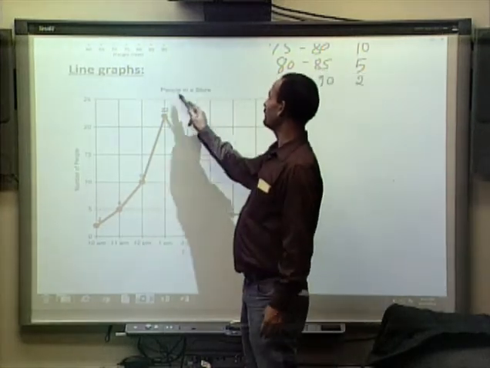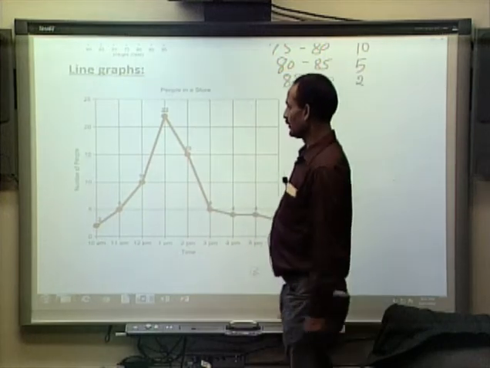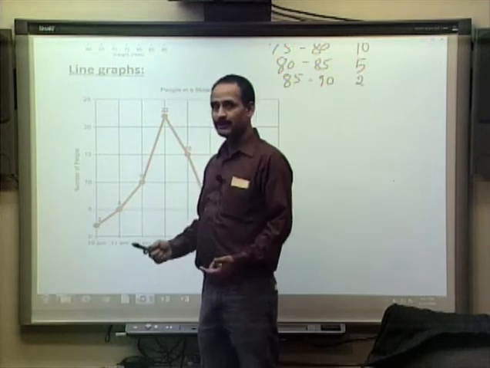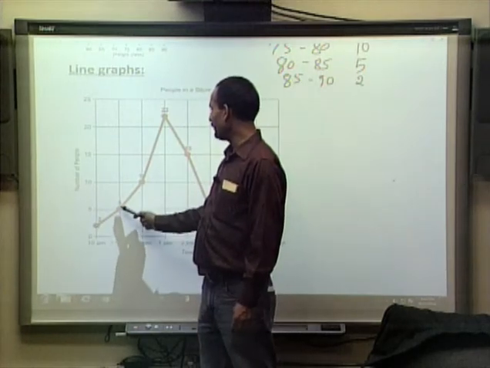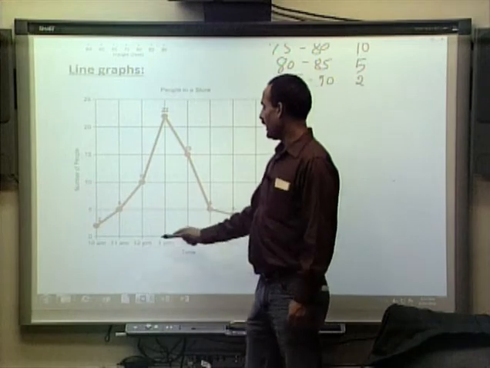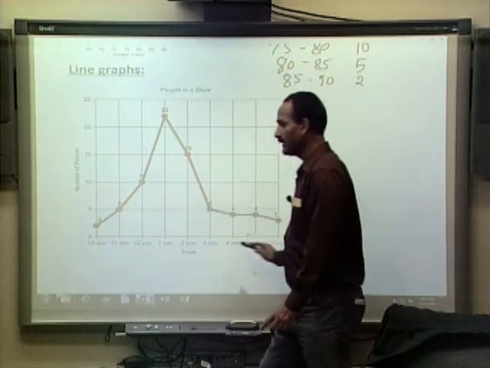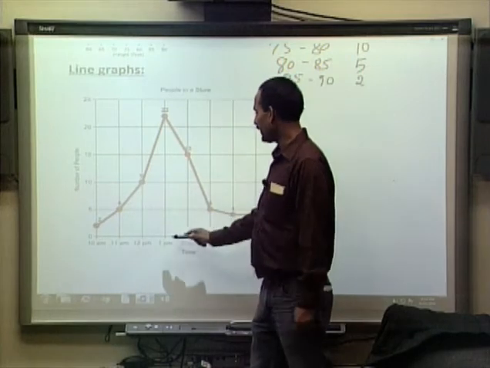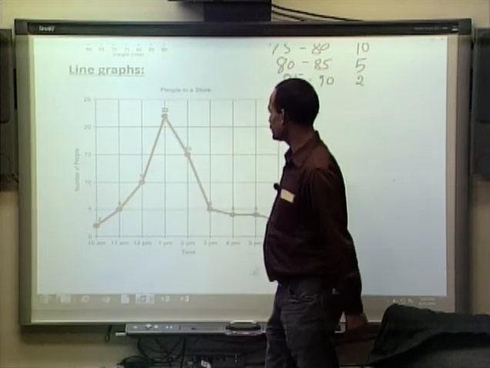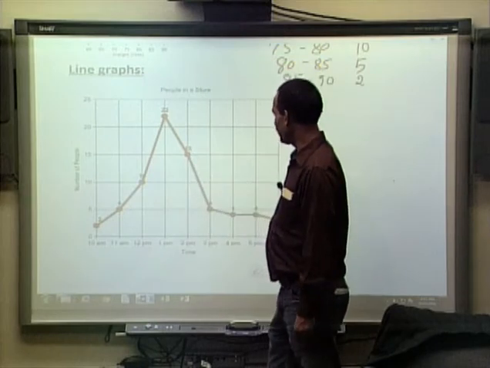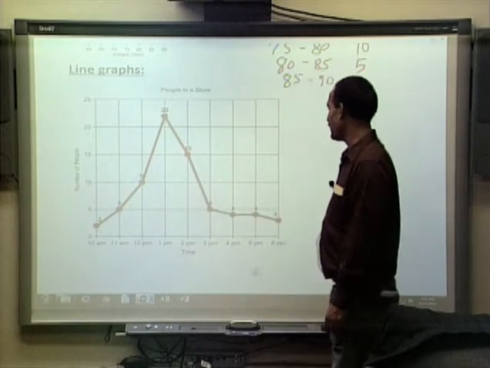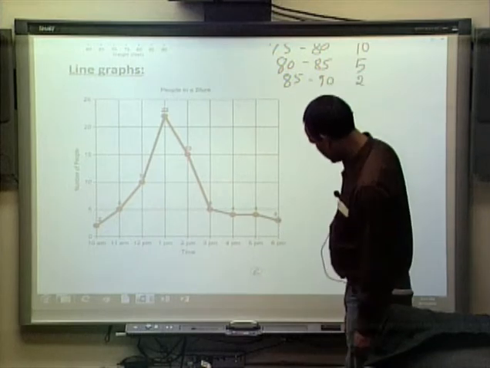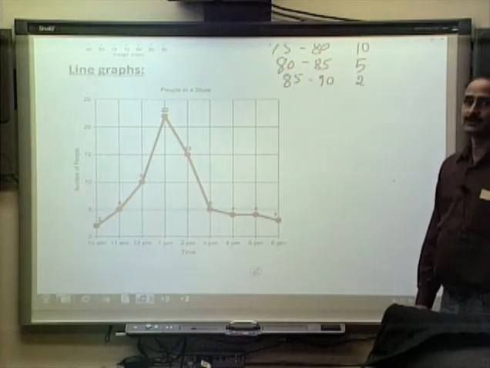It is representing people in a store. So, what this graph is telling me is at 10 a.m. there were 2 people in the store, at 11 a.m. there were 5 people in the store, at 12 p.m. there were 10 people in the store, see, horizontal is time, okay. At 1 p.m. there were 22 people in the store, at 2 p.m. there were 15 people, at 3 p.m. there were 5 people in the store, and so on. At 6 p.m. there were 3 people in the store.